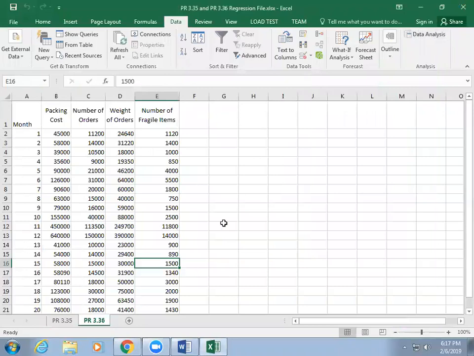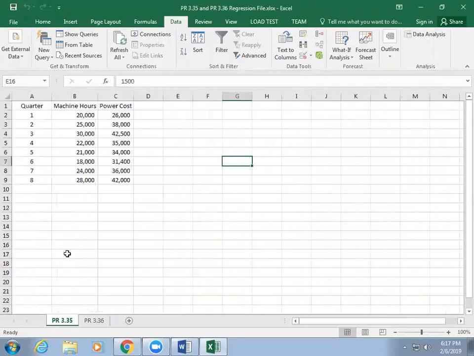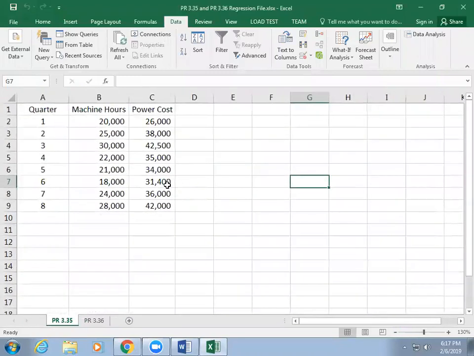Okay. So let's look at a simple one. A simple regression, broken into quarters. We have machine hours and then the power cost. So power cost is our total cost in this situation, and machine hours is driving that total power cost. So we want to run a regression and figure out what our variable cost and our fixed cost are given this situation. Power cost is my total cost, machine hours are my variable units of production.